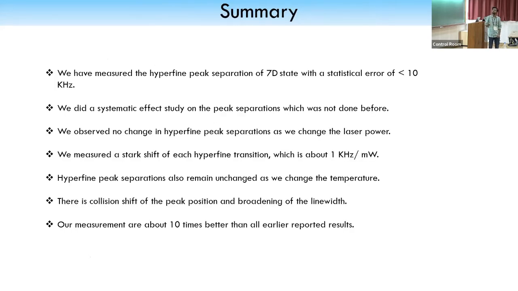So in summary, we have measured the hyperfine structure of the 7P states with better statistical precision as well as systematics. We directly observed the Stark shift for each of these transitions, which was not observed before. We see that there is a collisional shift in the peak position, but there is no such effect on the peak separations. Including all these systematics and the random error, our measurements are around 10 times better than earlier measurements.